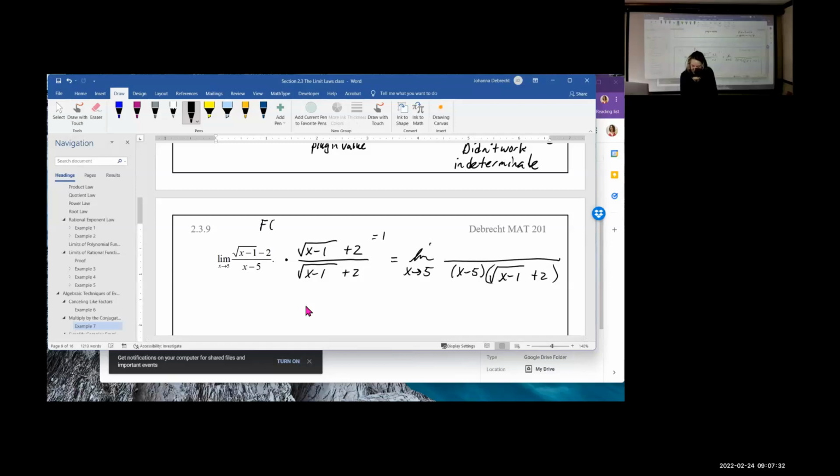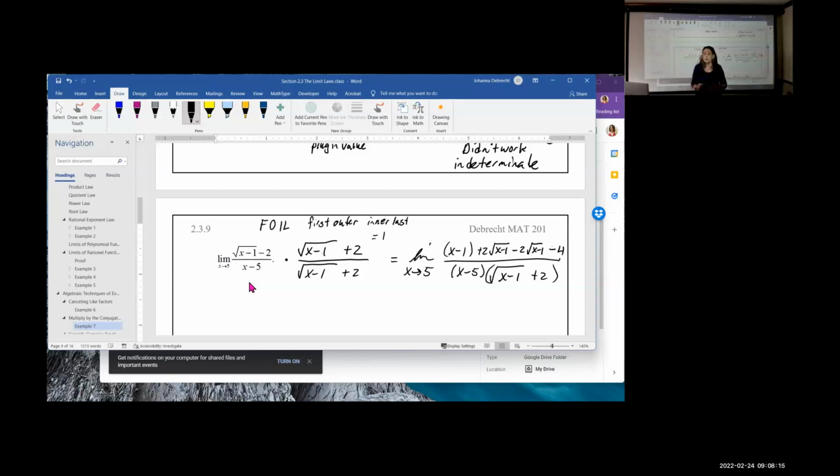Now in English, of course, this spells out FOIL, which stands for first, outer, inner, last. For those of you who did not learn your mathematics first in English. And this is just a way of remembering the distributive property. So we do the radical times itself, which basically gives us x minus 1, right? That's the radical squared. And then on the outside, we have plus 2 times the radical. On the inside, we have minus 2 times the radical. And the last is negative 2 times 2, which gives us a negative 4.